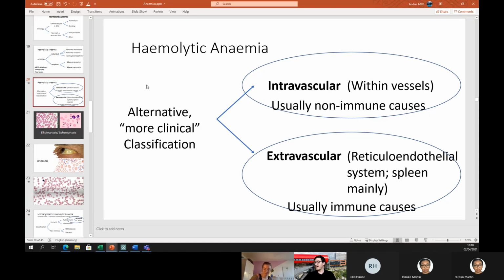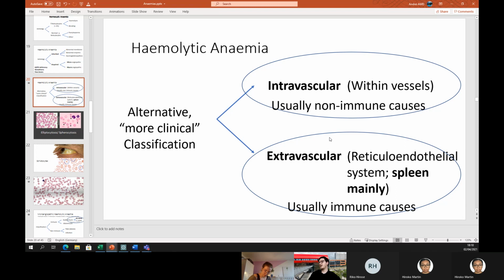Right, hemolytic anemias can be divided into intravascular or extravascular. This is a more clinical classification. Intravascular means it happens within vessels, and extravascular means it happens somewhere in the reticuloendothelial system. There's two big organs that make up the reticuloendothelial system, namely the spleen and liver. But when you have extravascular hemolysis, it usually happens in the spleen.